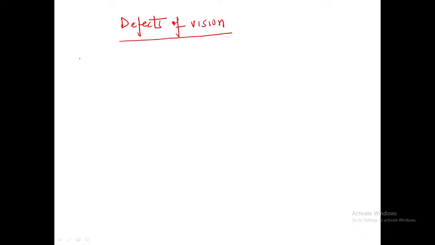So, first and foremost, I am going to discuss myopia, also known as short sightedness or nearsightedness.